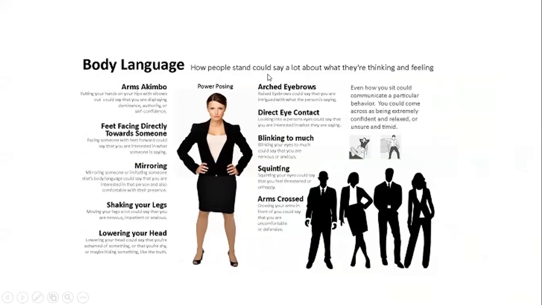So errors you shouldn't make, and these are those basic interpretations. How people stand could say a lot about what they are thinking and feeling. So as a speaker, you can also read people. Sorry, this is not very clear, but arms akimbo. This one is standing arms akimbo. Feet facing directly towards somebody. Mirroring, shaking your legs could mean hurry up. Lowering your head could mean that you're tired or sad.